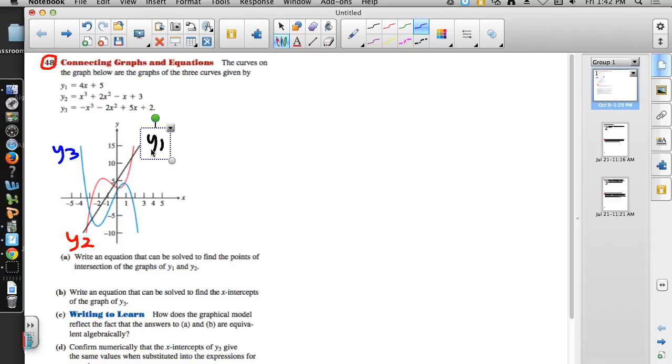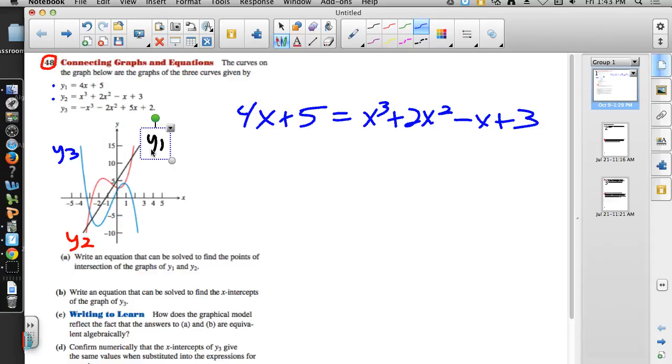So we have for A, write an equation that can be solved using the points of intersection of the graphs of y sub 1 and y sub 2. You have to think graphing calculator-wise on this one and think, well, what would happen if those two equations are equal to each other. So if 4x plus 5 equals x cubed plus 2x squared minus x plus 3, that's when we would find their intersections.